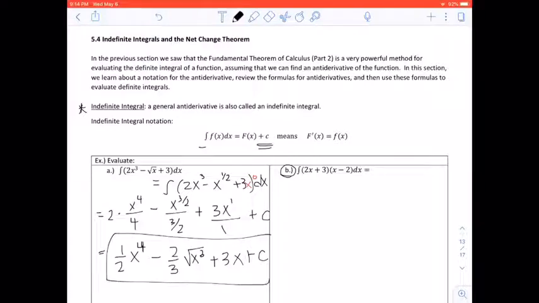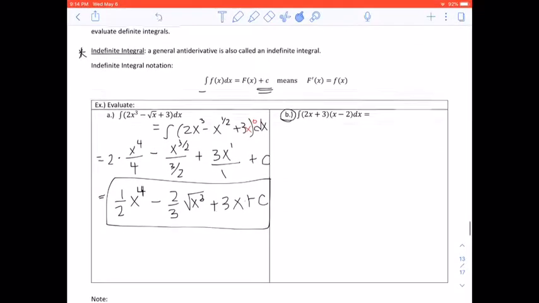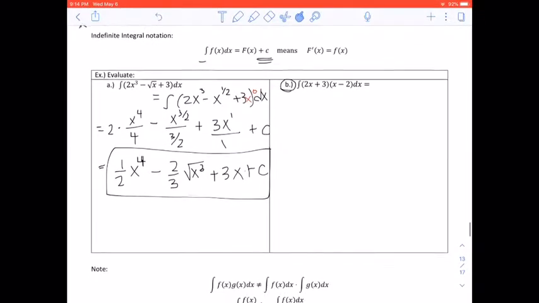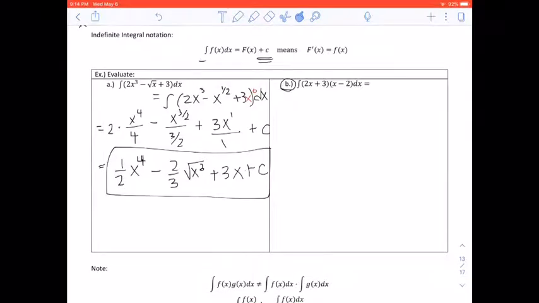What's nice with antiderivatives is that you can take the derivative and actually check to see if you did this correct. So if you have time on your exam, you can always take a derivative, double check that you did it correct. B, a little bit different. We have to think about it a little bit different. We will work on that one together in class.